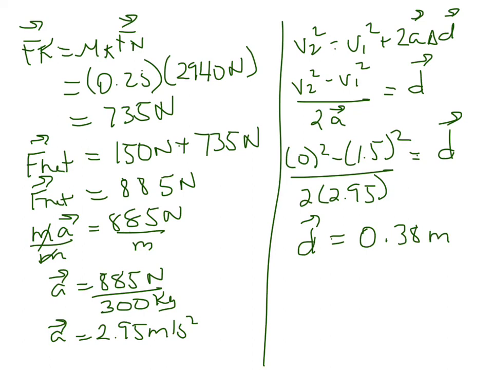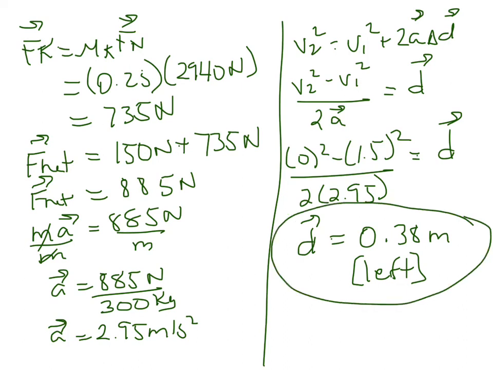So then we need to assign a direction to that. The box is sliding to the left, so that means our displacement is to the left because it has to go in the direction of our motion. So that's the end of that question.